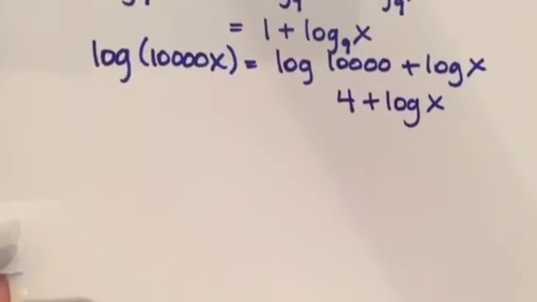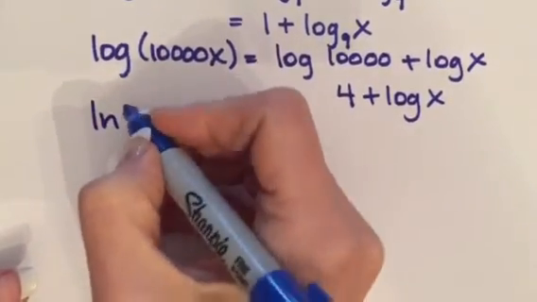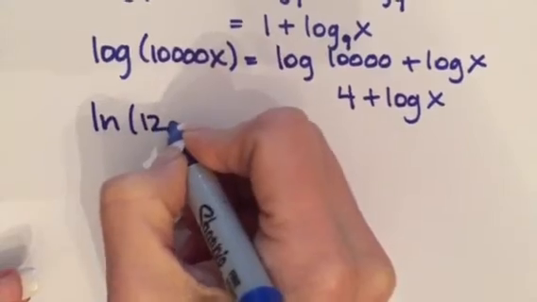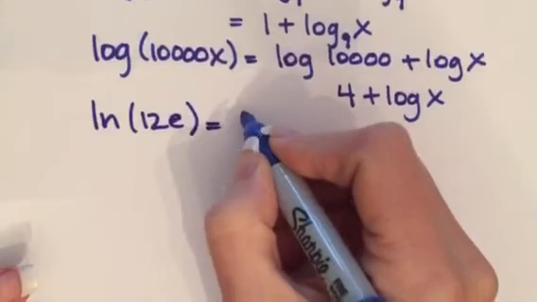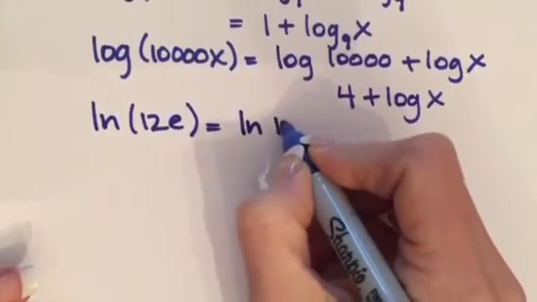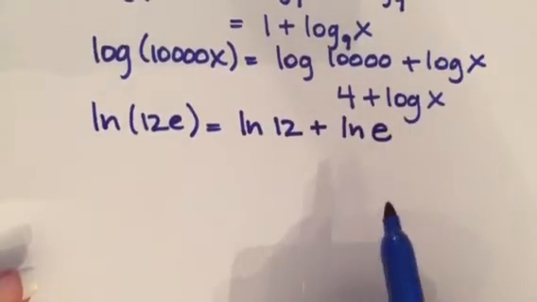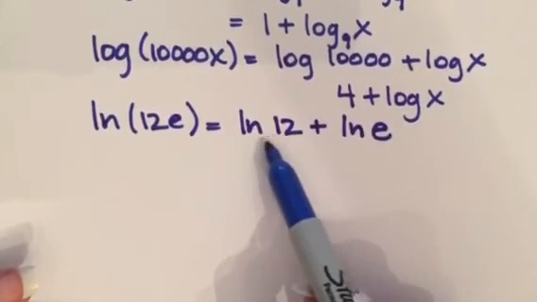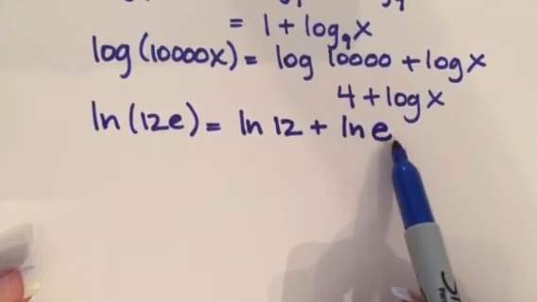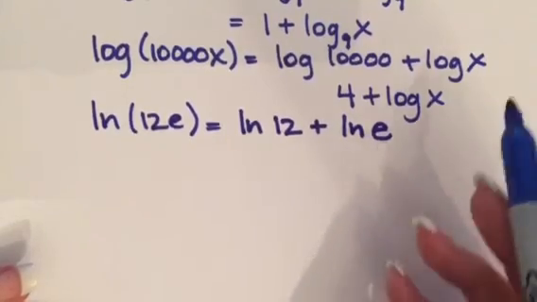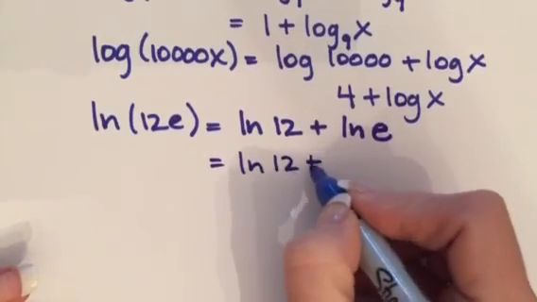Our last example of this rule would be ln of 12e. Using that product rule, we're going to break it into two logarithms, ln of 12 plus ln of e. Of course, ln of 12, that's log base e of 12. That doesn't simplify at all. But this ln of e, log base e of e, gives us a nifty number, 1. So we have ln of 12 plus 1.